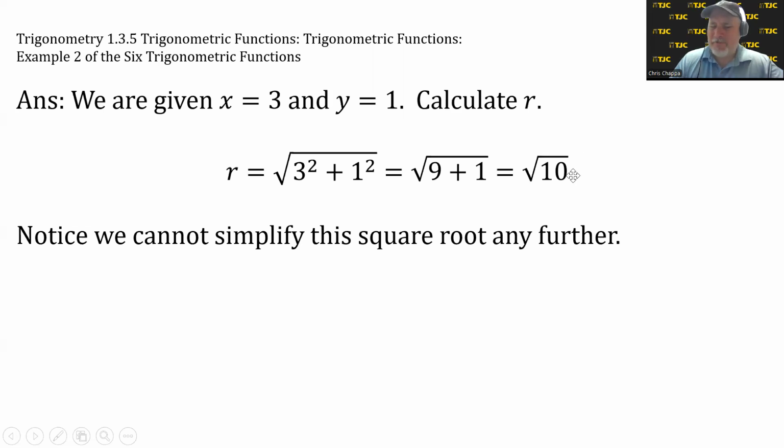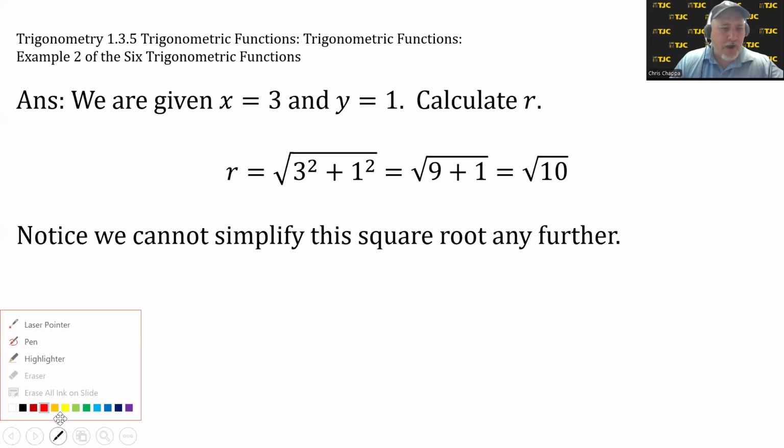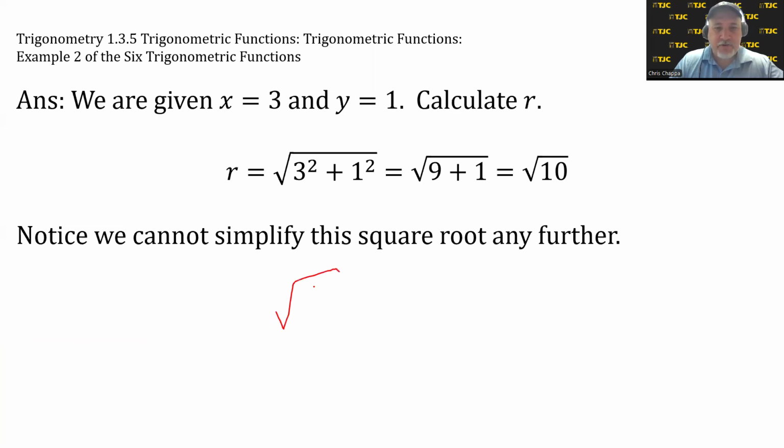And notice that we cannot simplify the square root any further. You could try, but the problem with it is that the only way to split it is the square root of 2 times the square root of 5, and neither one of those can be simplified. So no square root of 2, no square root of 5. We're stuck with the square root of 10, but that's okay.